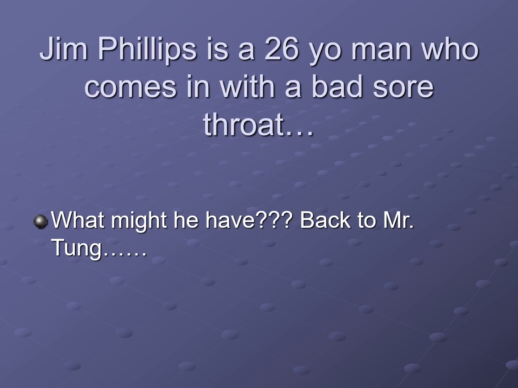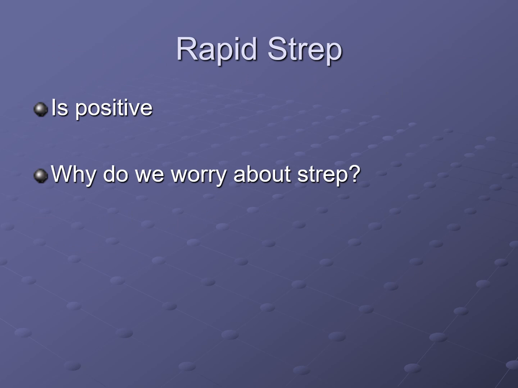All right, Jim Phillips. So Mr. Tongue was the sore throat that we talked about earlier in the semester, and Jimmy has a sore throat now. His rapid strep is positive. We make a presumptive diagnosis of strep on the basis of that, just because the potential benefits outweigh the risks.